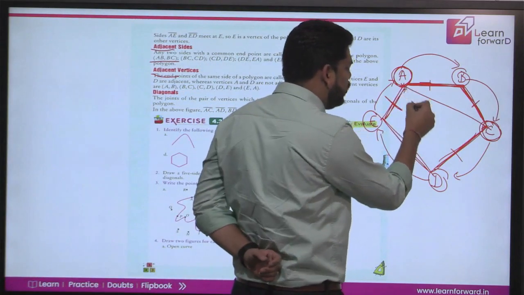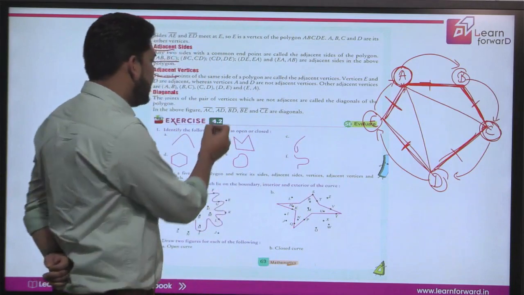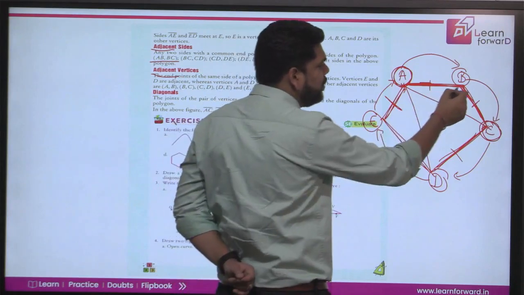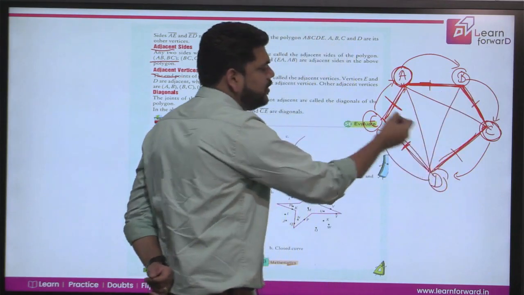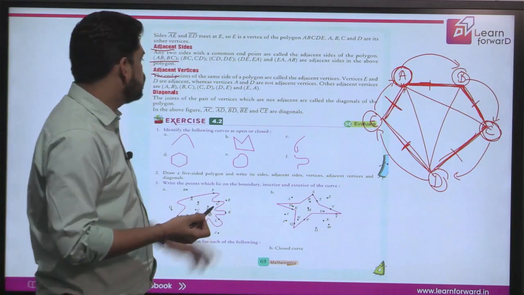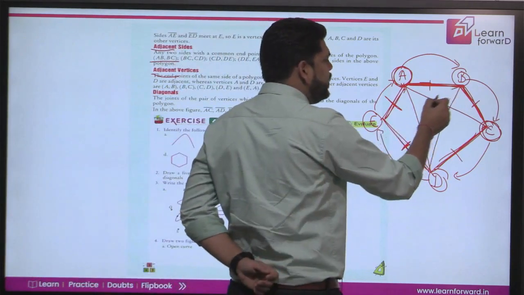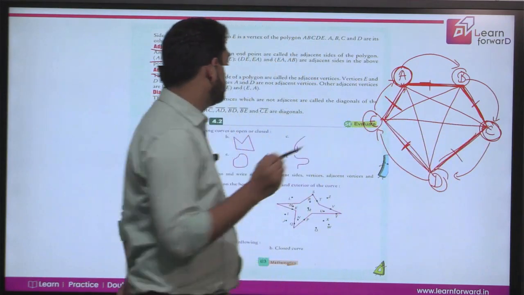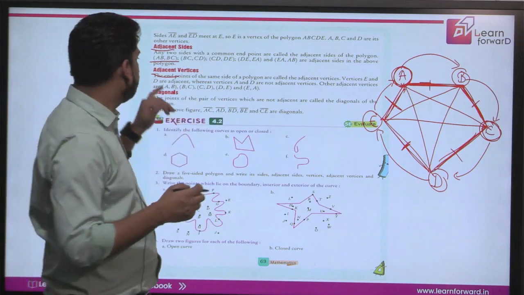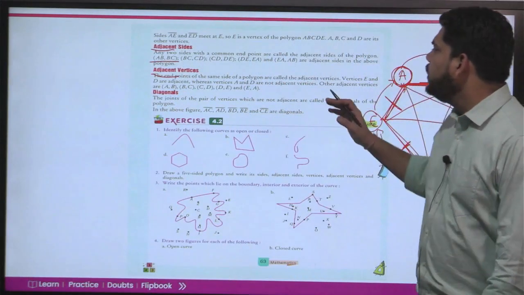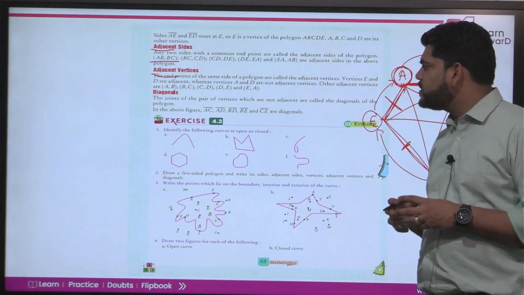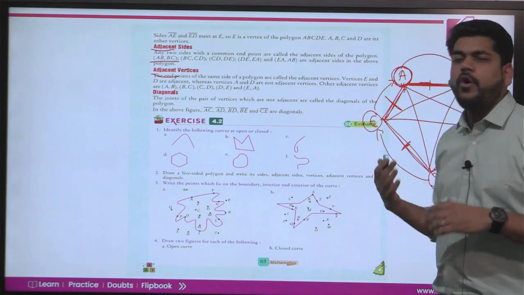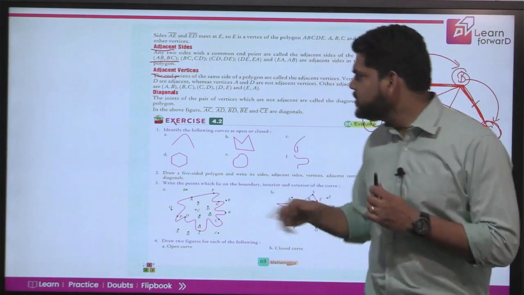A is diagonal to D also. So AD is also a diagonal. A and E are neighbors. Coming to B. B is not a neighbor of D, so BD is also a diagonal. BE is also a diagonal. Coming to C, CE is also a diagonal. Fine. You can read the definition as well. The joining of a pair of vertices which are not adjacent. When we join two non-adjacent vertices, they form a diagonal. I hope this concept is clear to you.